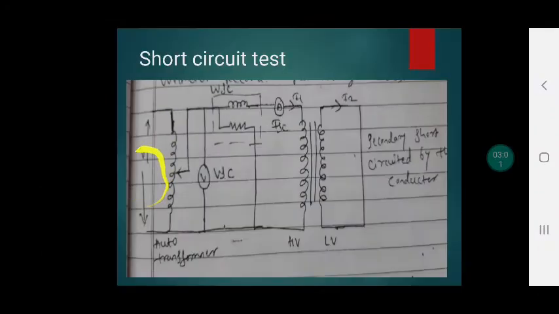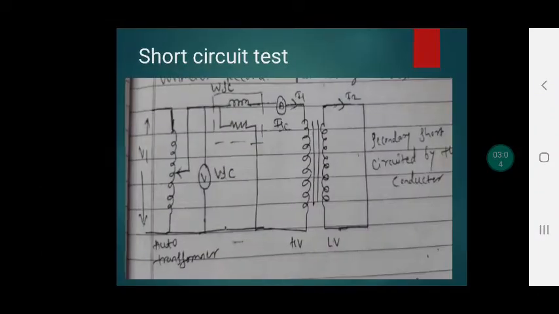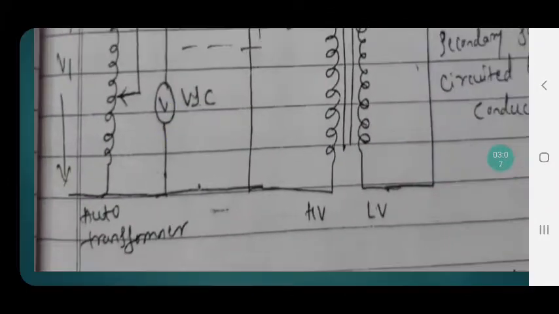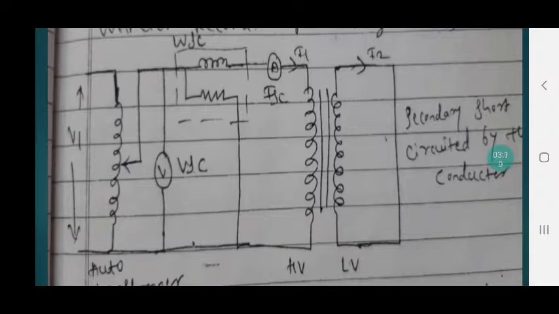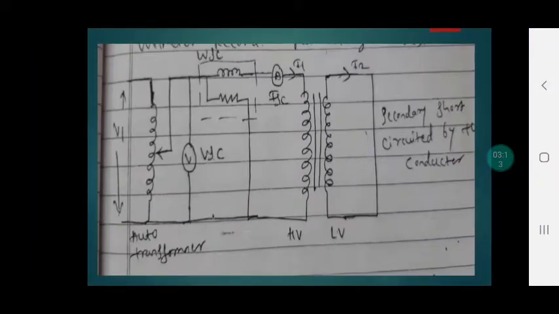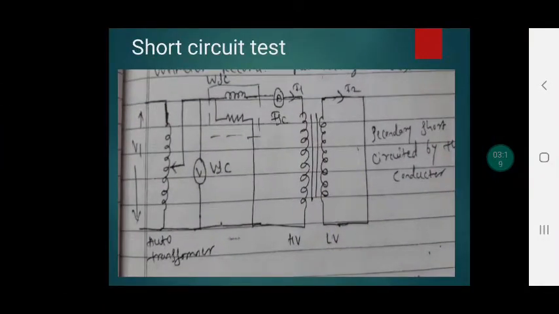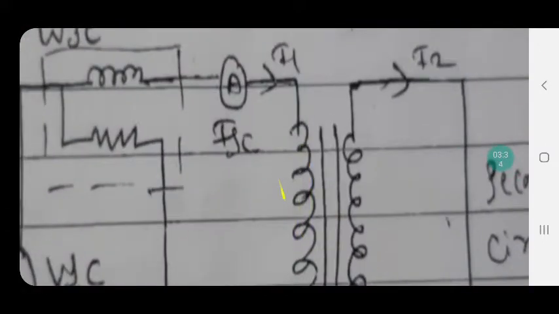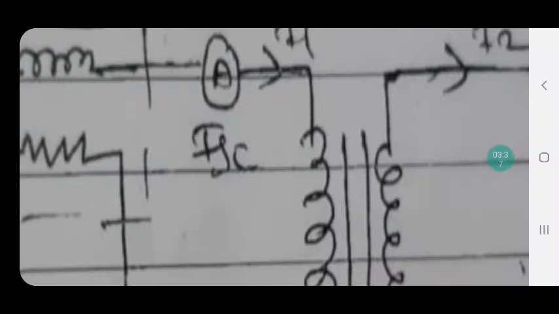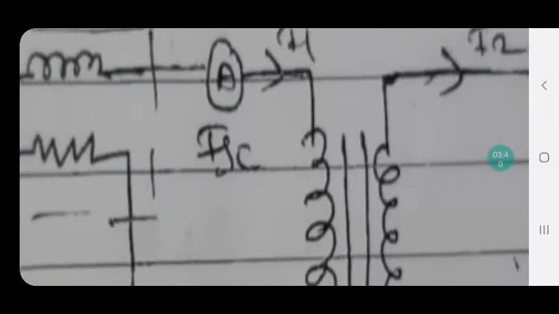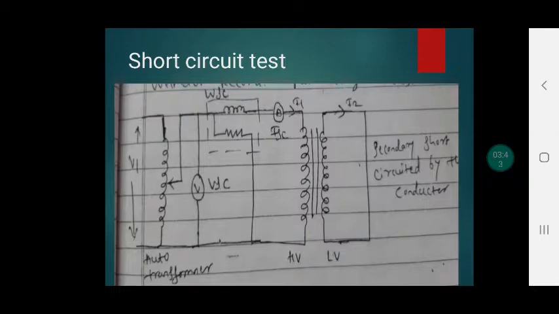Next, our voltage is variable voltage. This is the auto transformer. Using this auto transformer, the variable voltage is applied to the HV, that is the high voltage winding, the primary winding, and the secondary winding, that is the LV winding, is short circuited. So we have to vary the voltage in such a way that this ammeter reads the full load current, or the rated current, that is ISC. ISC is the short circuit full load current or rated current.